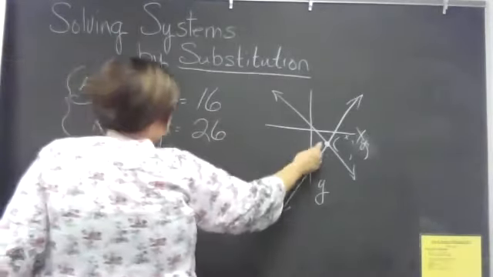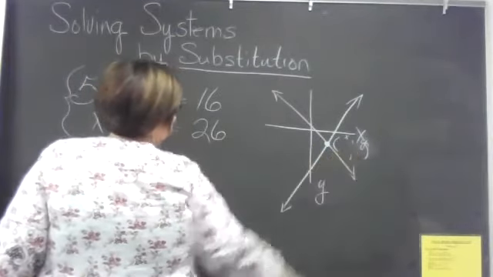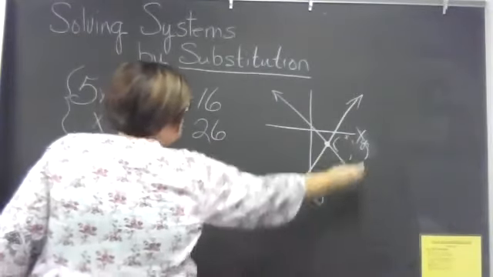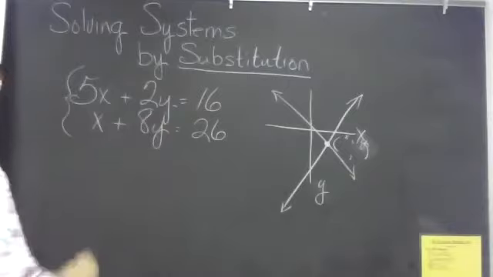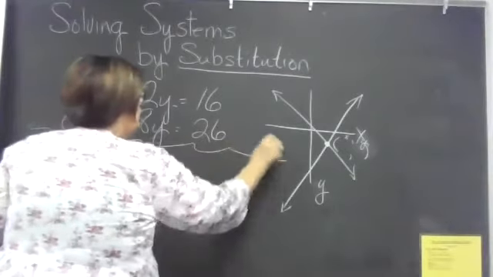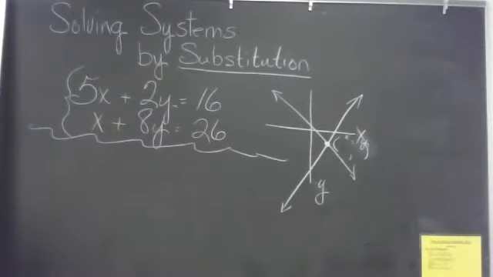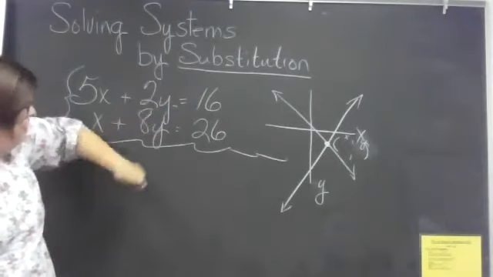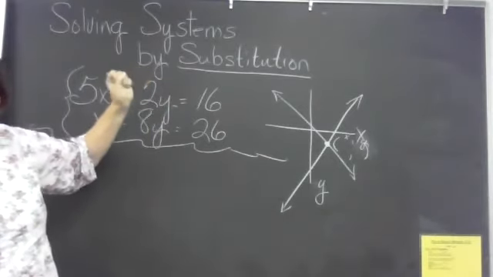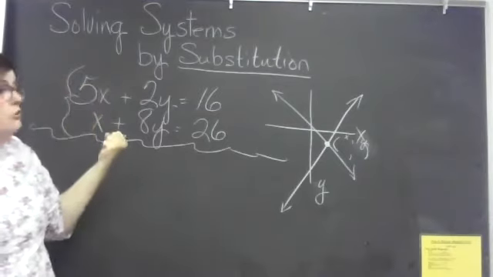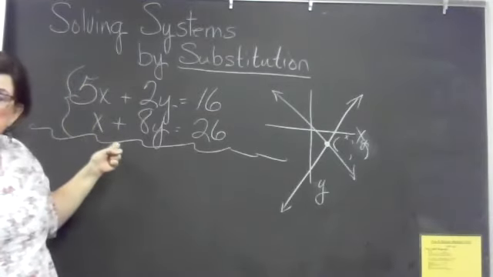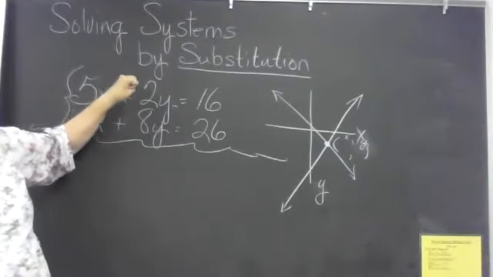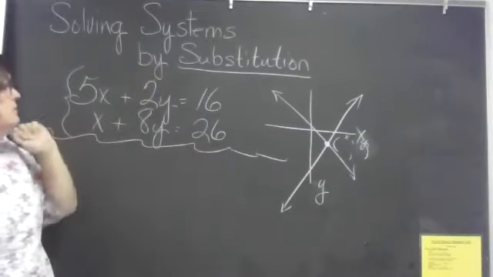The place where they cross is the address or the coordinates of this particular point. So we know we're going to have an x value when we're done, and we will have a y value when we're finished. So here's number one. Now, substitution means we are going to take something and substitute it into the other equation. Okay, we're going to take some value out of one of the equations and substitute it into the other equation. That's what we're talking about when we talk about substitution.